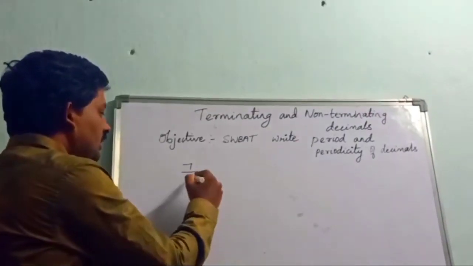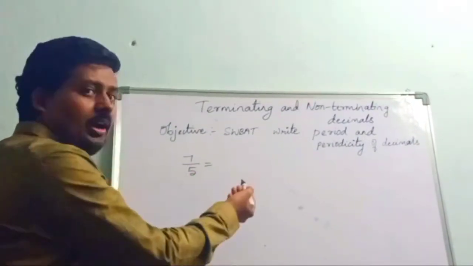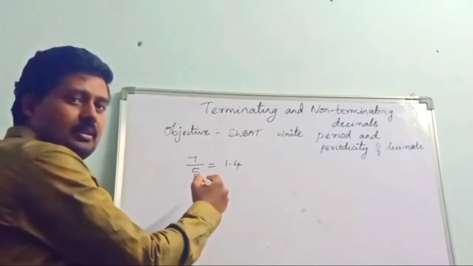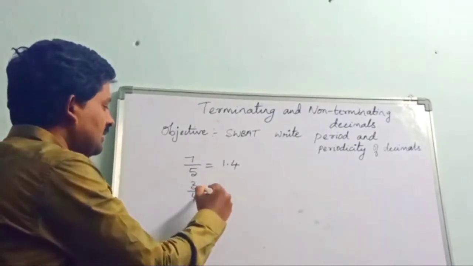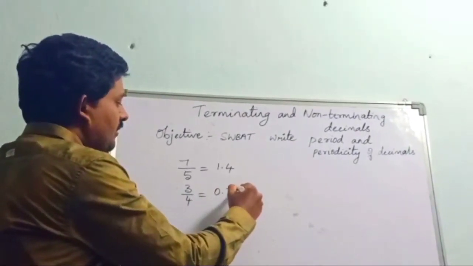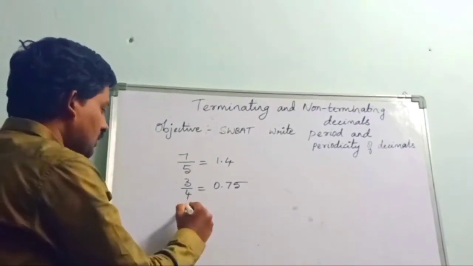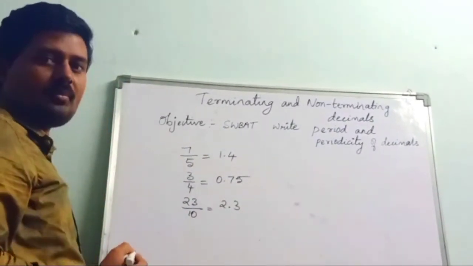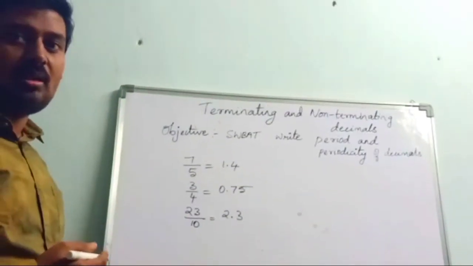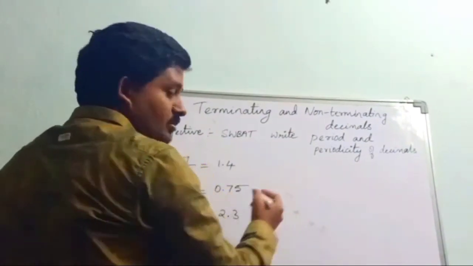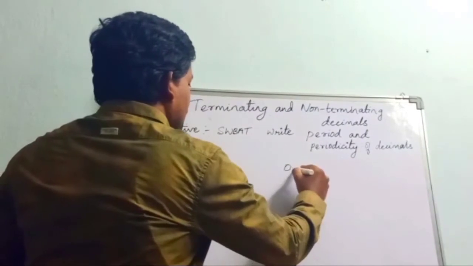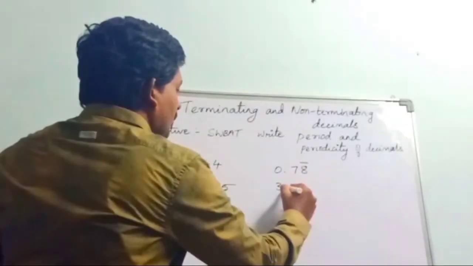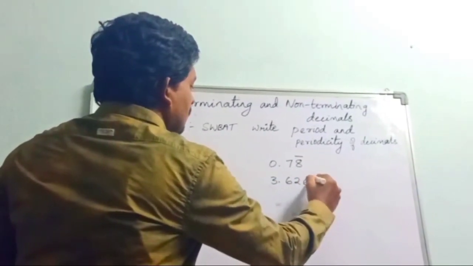The homework problems which were given were 7 by 5. I hope you got 1.4. And the other problems were 3 by 4, which is 0.75, 23 by 10, which is 2.3. Okay, and I have also given some non-terminating decimals, such as probably 0.78 bar, okay, and 3.6262, so on.